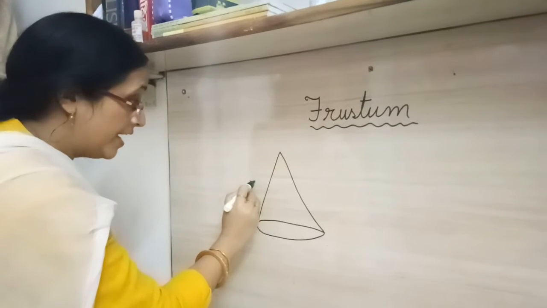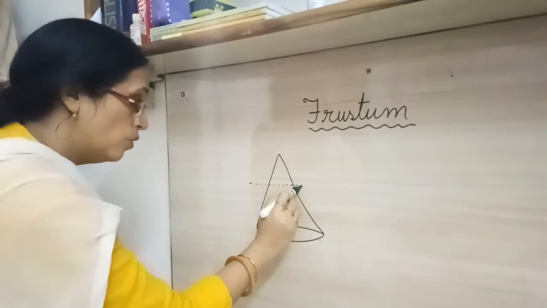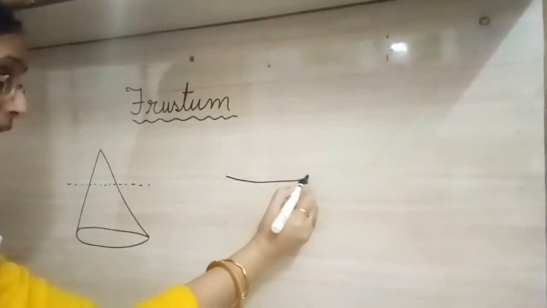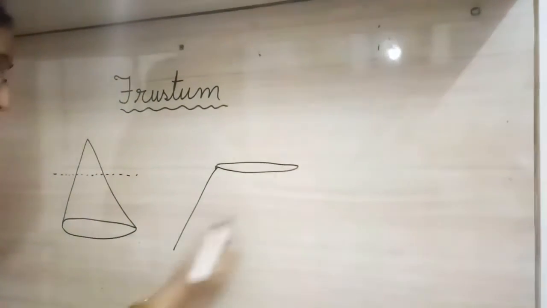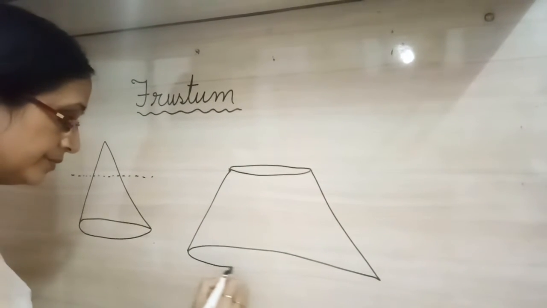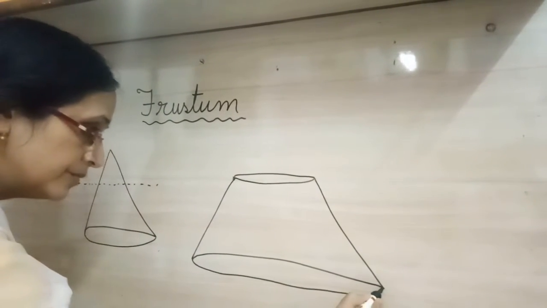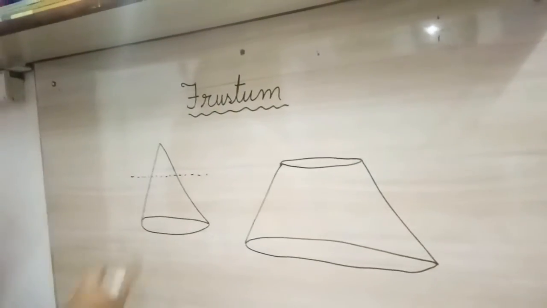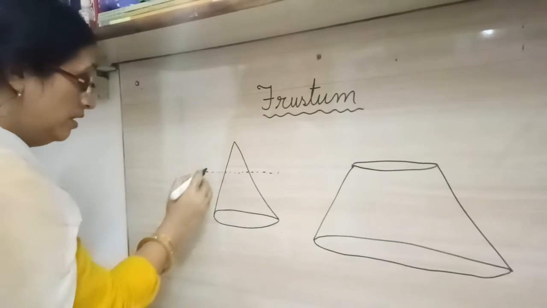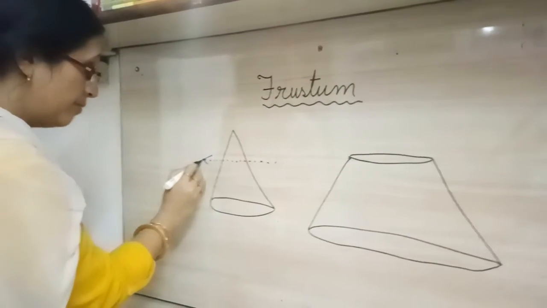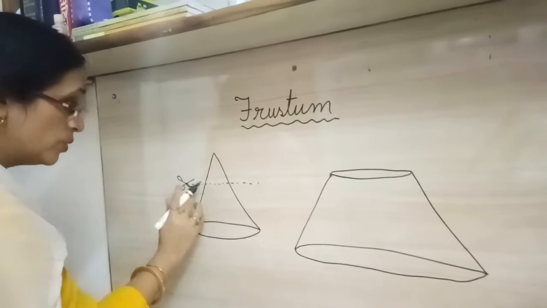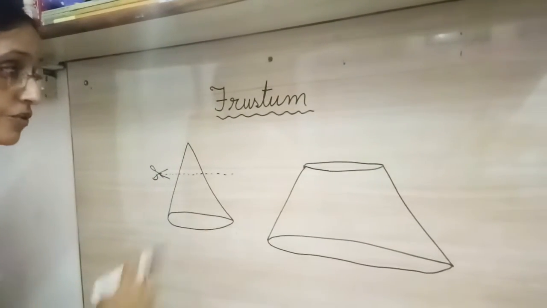But if I cut this cone from here, then what type of shape will I get? I'll get the shape like this. I'll get a shape like this if I cut a cone. Okay, 3D shape I am talking about. If I cut a cone from here, cutting it with scissors, what will it get? It will get like this. So it is a 3D shape.